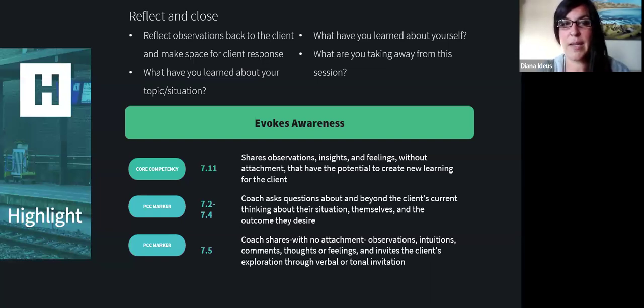Same kind of thing with summarizing. A lot of coaches over-summarize. It's a way that we've been taught to actively listen. But if you look at the PCC markers, you don't get any points for summarizing unless you're actually summarizing because the client needs you to summarize. So you don't have to get all into the nitty-gritty of the language, but as a mentor coach and as an assessor, this is what I do to prepare coaches. So just be mindful: share, but also share and invite.